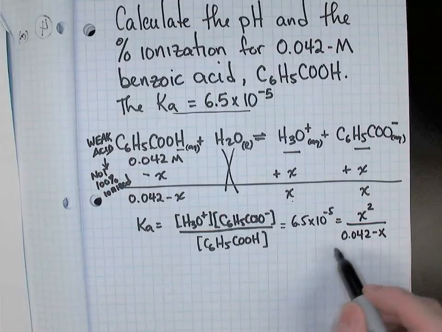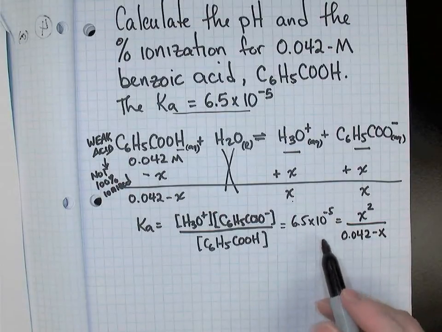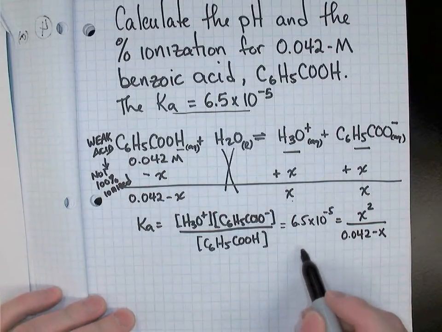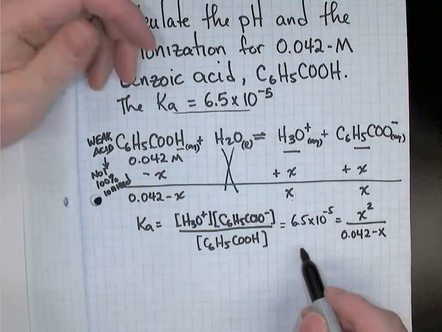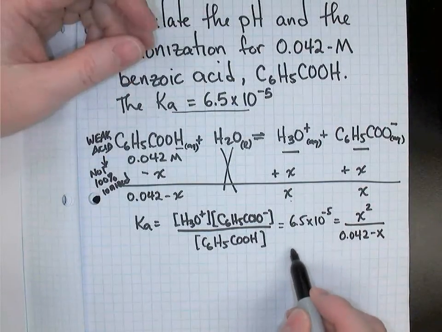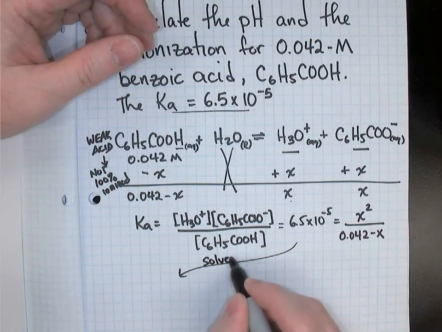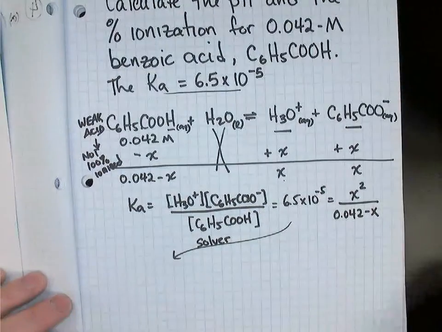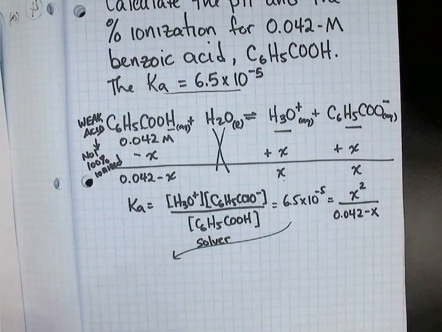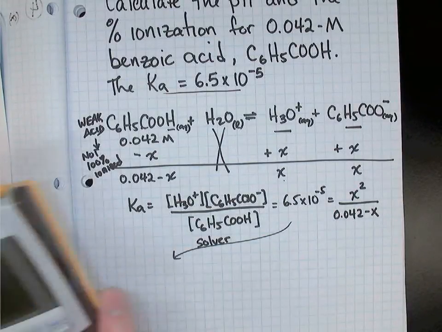So now we've got this equation on the right here that we have to solve. If you have a graphing calculator, a TI-83, a TI-84, or something like that, you can use the solver. So I'm going to quickly use the solver on my graphing calculator to solve this, and then I'll show you how to do it without the graphing calculator.